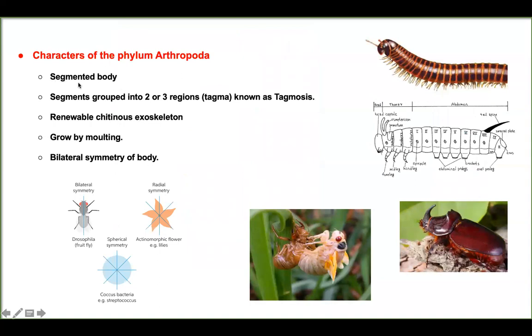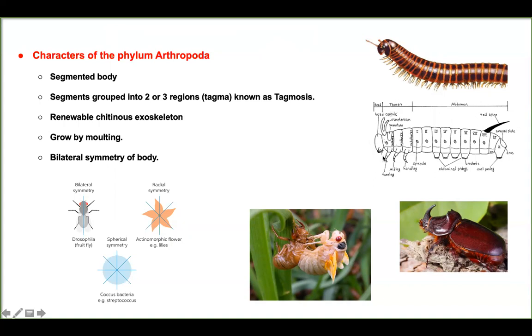The body is segmented. Here you can see the segmented body. The body is grouped into different segments; in insecta, you can see head, thorax, and abdomen. Segments are grouped together in 2-3 regions, and this process is called tagmosis. Grouping together of different segments is called tagmosis, and each group of segments is called a tagma. Like the head, one tagma; thorax, one tagma; abdomen, one tagma.